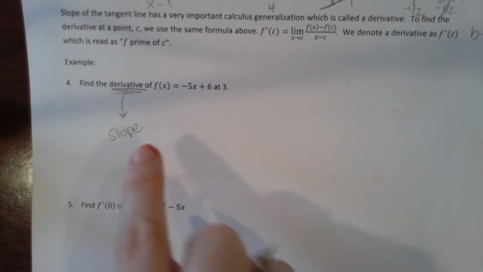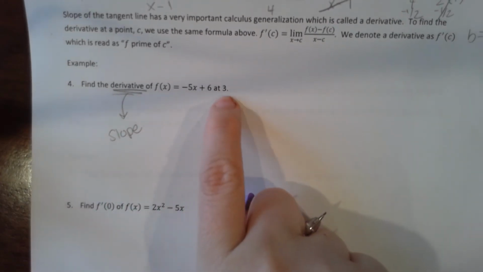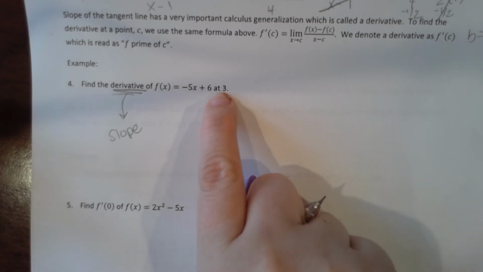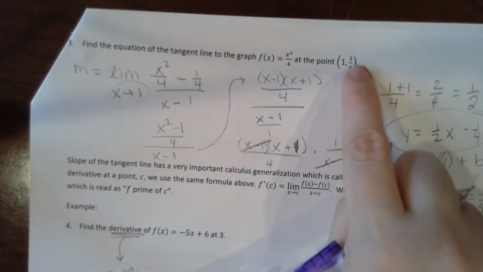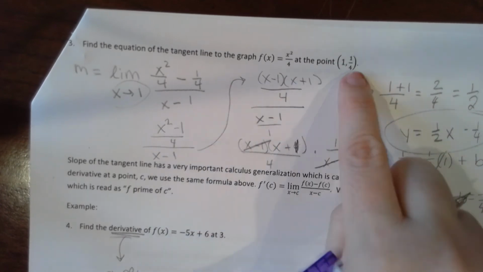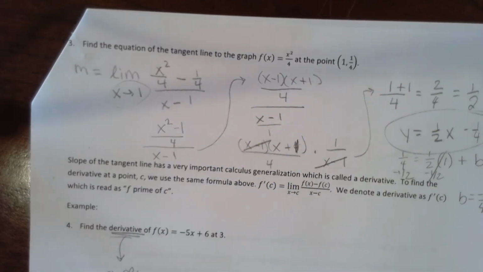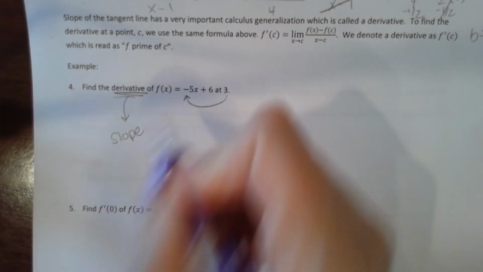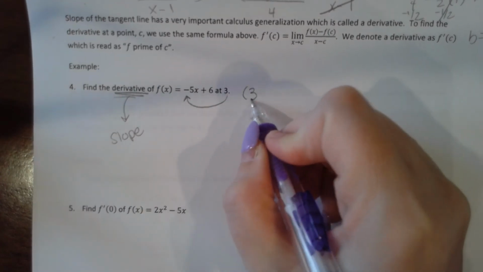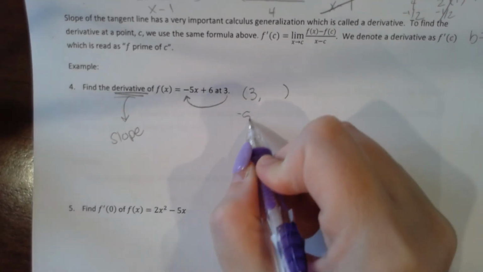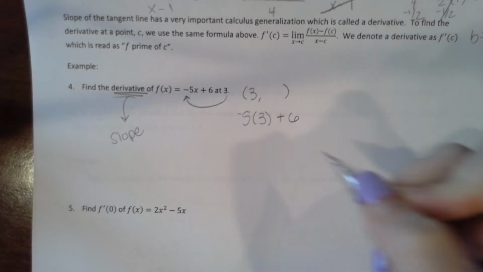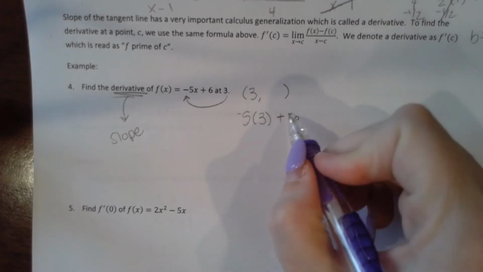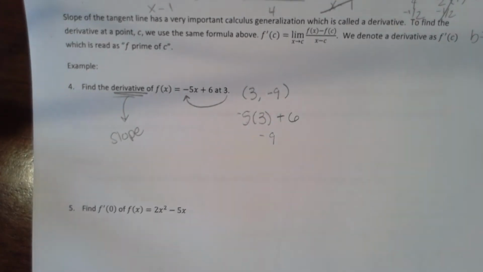However, if we look here, we have the x value. It's saying we want to find the slope at 3, but in order to use this formula, we need an ordered pair, right? Because we use the y value on the top and the x value on the bottom. So we need to plug this 3 into our equation so that we can find our ordered pair. 3 comma what? So negative 5 times 3 plus 6 gives us negative 15 plus 6, which gives us negative 9. So 3 comma negative 9.